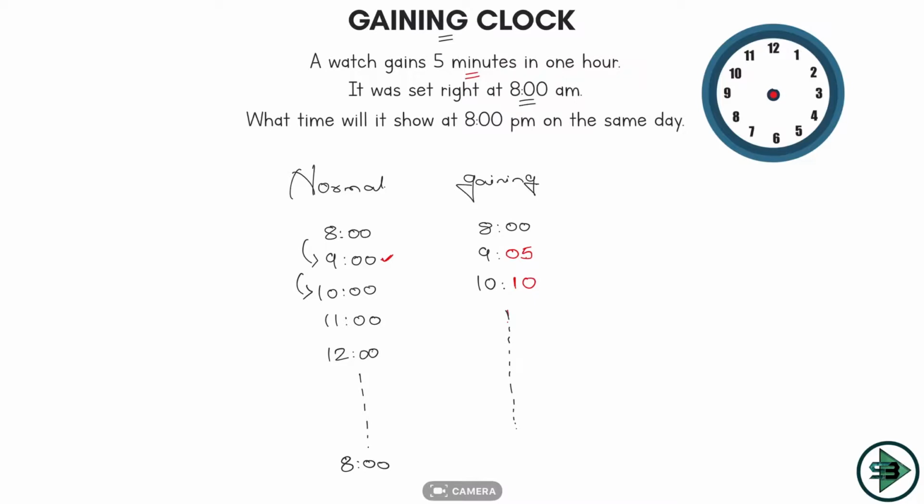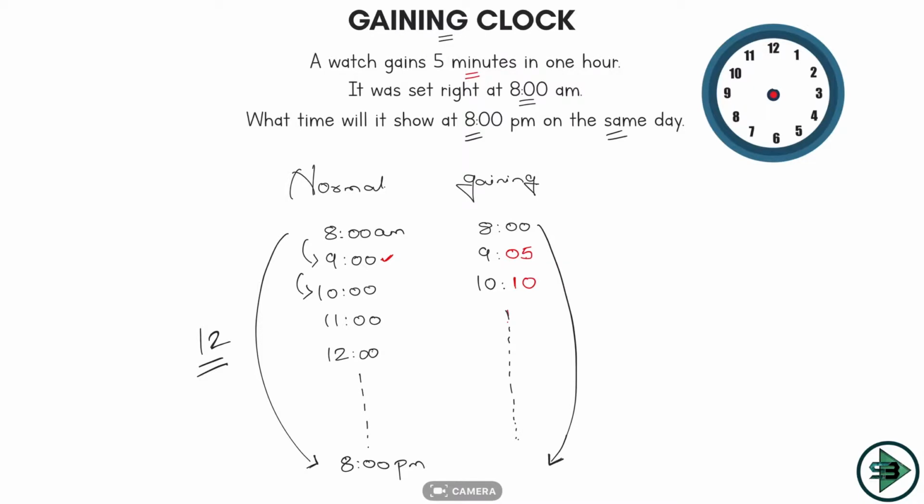Now my question to you is, what time will the error clock show at 8 pm on the same day? If I go from 8 am to 8 pm in the normal clock, where all the time is correct, I am moving for 12 hours. What will be the time shown by this gaining clock at 8 pm? Because it will keep on gaining, and eventually it will gain something in 12 hours.